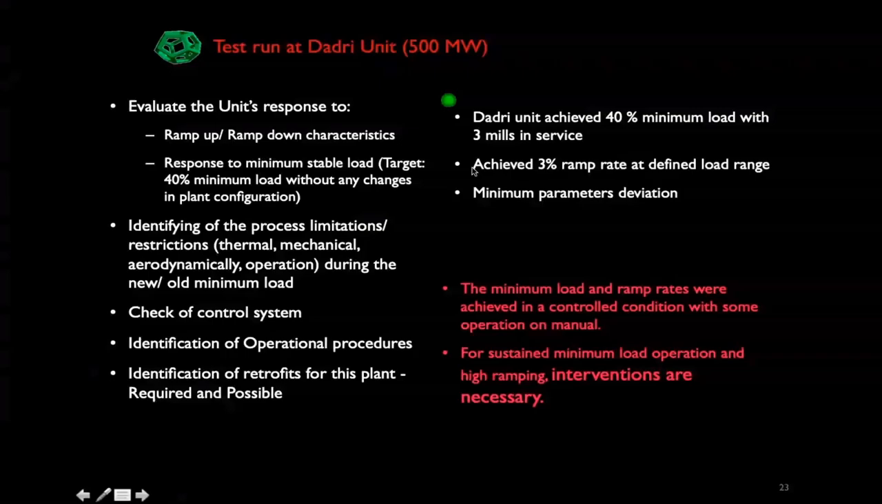If they are operating on 40% and go for a 3% ramp rate, they may not be able to do it unless they have some other solutions installed. And all these things were in a controlled environment with a lot of people there in the control room. A retrofit is needed to operate the unit on a sustained basis. It's not that we have tested it and just by testing the unit have achieved that.